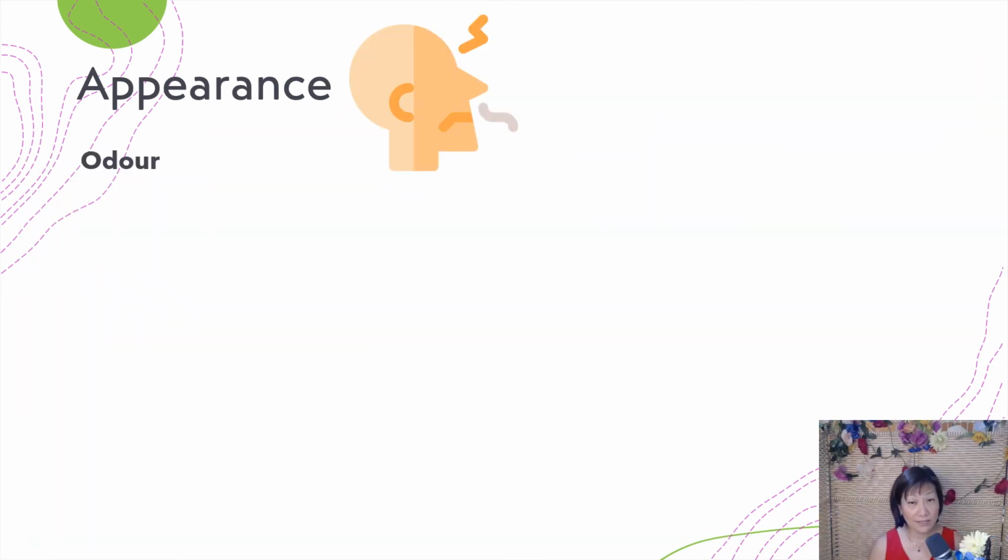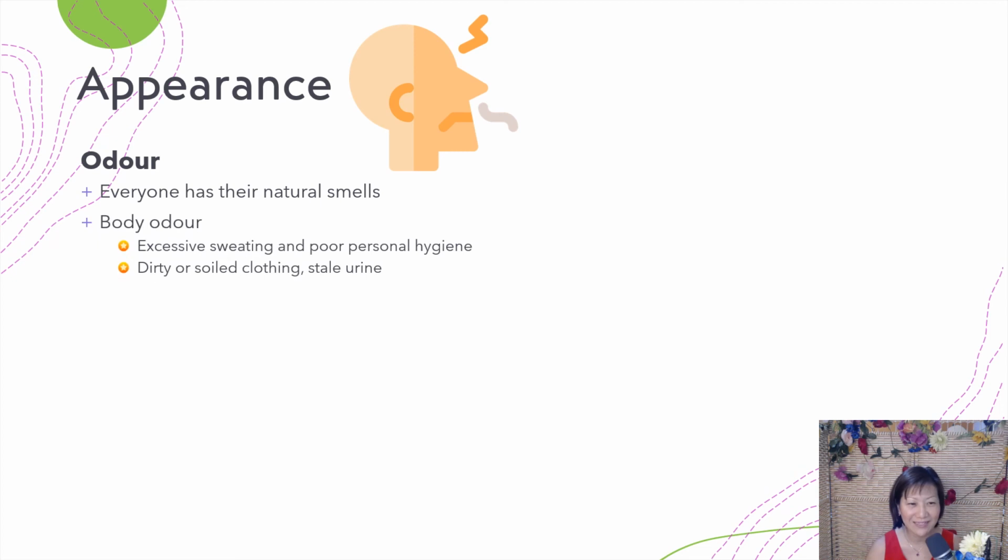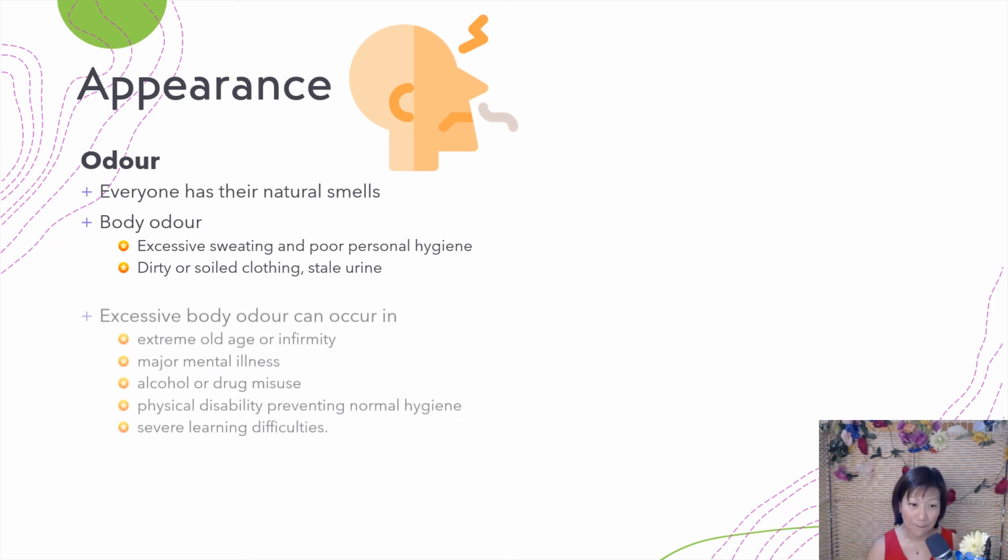Odor, what has that to do with appearance? What are the special odors that come from different people? Well, everyone has their own natural smells. Some people have body odor, and that could be a sign of excessive sweating or poor personal hygiene. Sometimes dirty or soiled clothing. I'm sure you've had experiences with some patients who come to clinic with stale urine smells, and those are potentially people with BPH who have difficulty controlling their urinary habits.